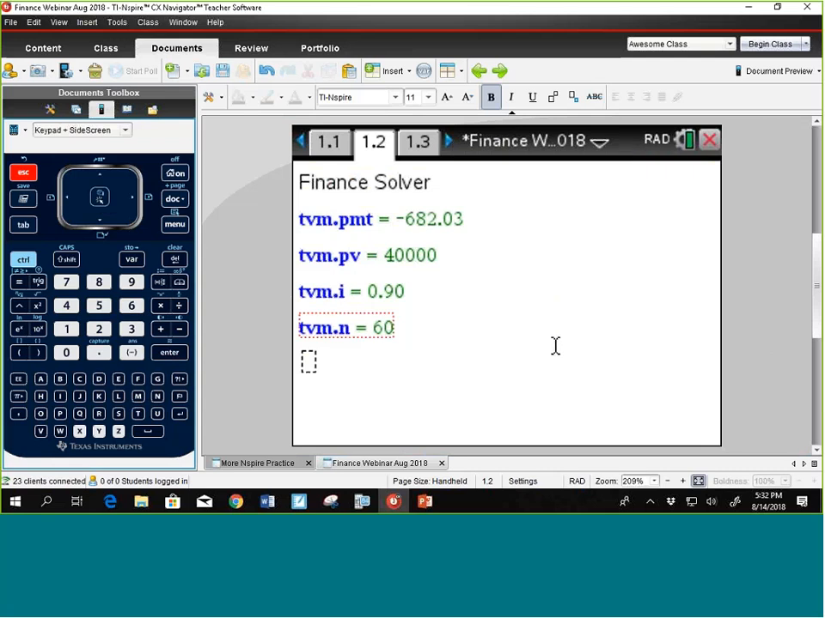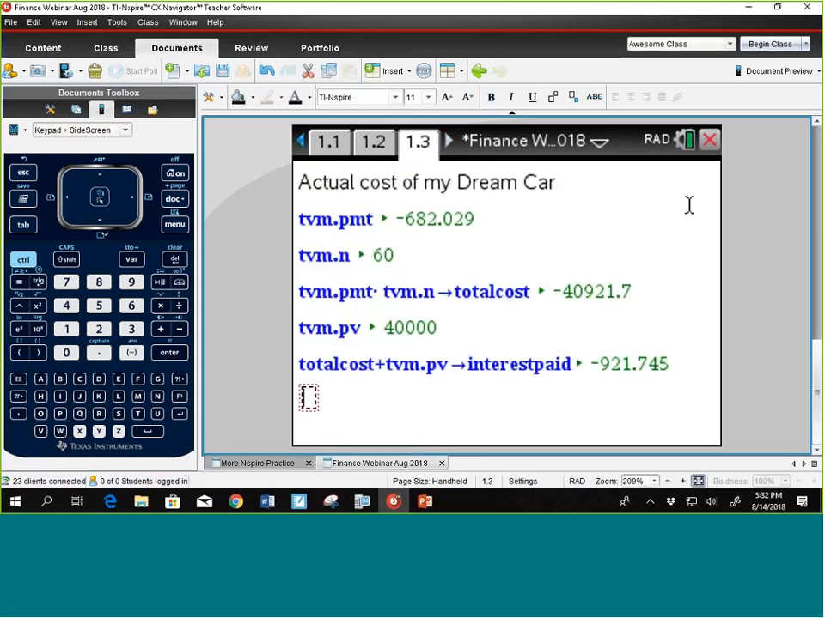Let's go see over here when I calculated my actual cost. So here's my payment that changed because I have a good interest rate now, or a better one. And then I have my total cost. And then here's my interest paid. So wow, Veronica, it's under $1,000. Yes, ma'am.